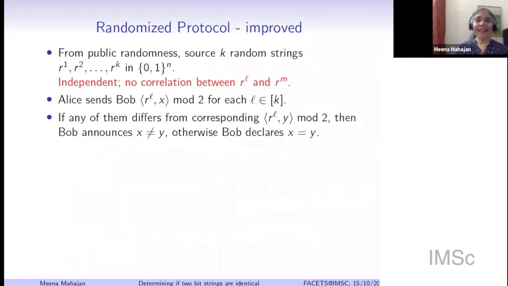But we can use this a little bit nicely. Look at this public randomness, and instead of sourcing one random string, let me source k random strings, each of length n. These are all independent. And what Alice is going to do is to send R1x mod 2, R2x mod 2, R3x mod 2, up to Rkx mod 2. So Alice is going to send k bits. Bob is going to check each of these k bits against the corresponding Riy mod 2. If at even one point they differ, then of course X and Y have to be different, and Bob announces that they are different. If they match everywhere, Bob declares that X is equal to Y.